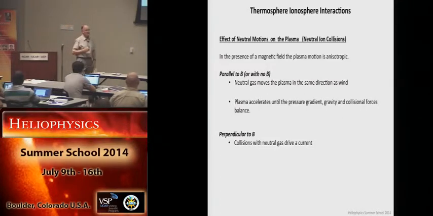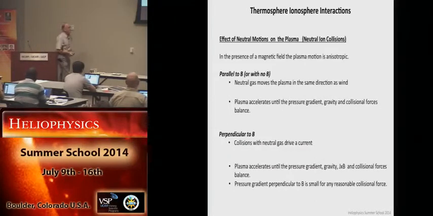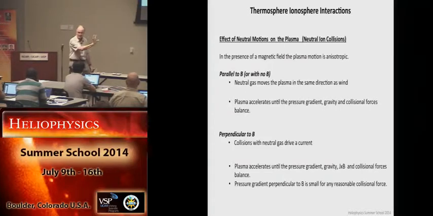Perpendicular to B, the neutrals will collide with the plasma and start to move the plasma. And what are the other forces perpendicular to B? In that case, the plasma will accelerate until the pressure gradient increases, gravity increases, and the J cross B force increases. So remember, when I push on the gas with a neutral particle perpendicular to B, the plasma can move in the direction perpendicular to the force.